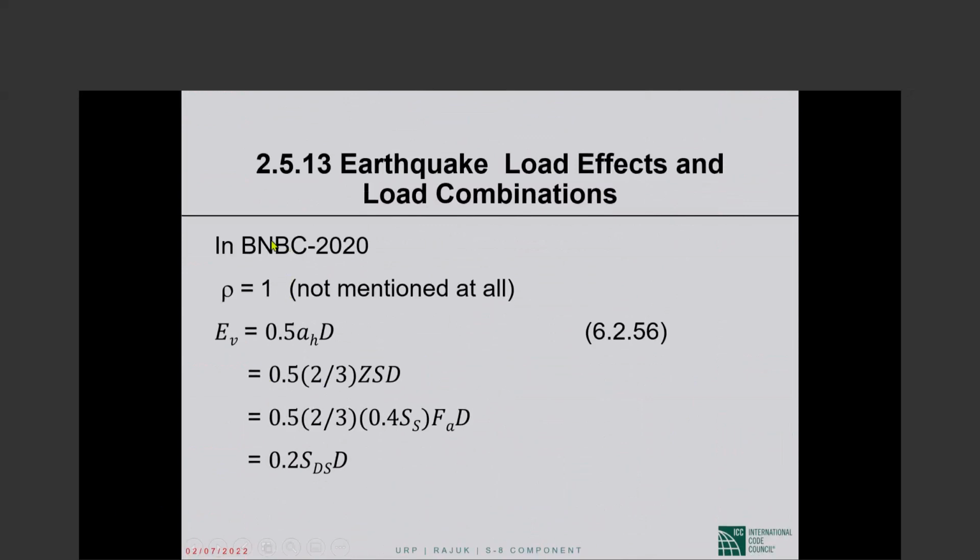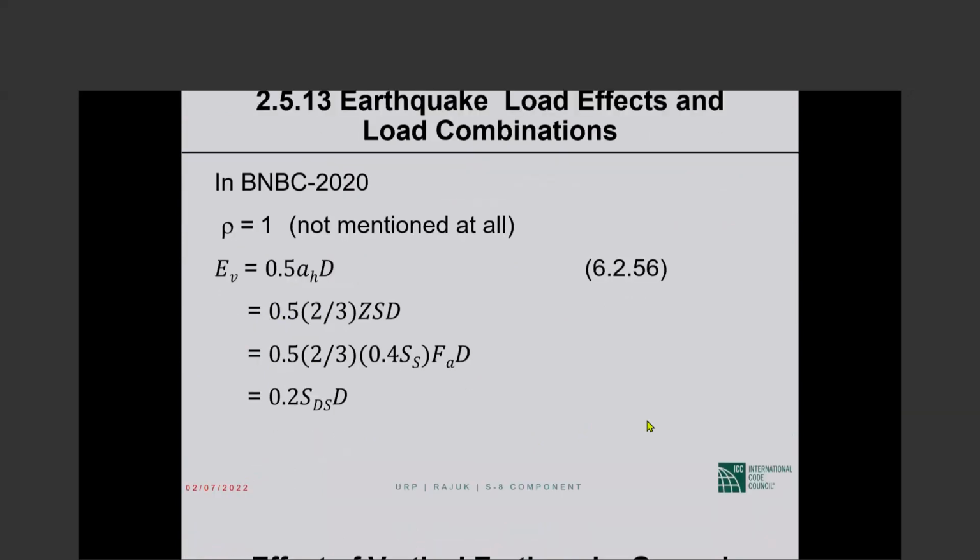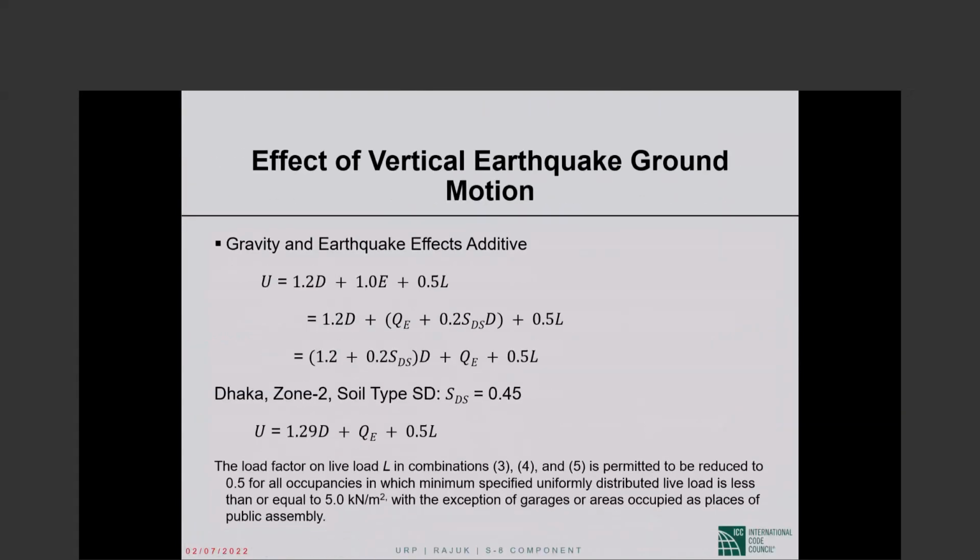So in BNBC, I mentioned that rho is 1. E sub B is written that way, and I have explained why that is exactly equal to that. I wouldn't spend time on the details. It's very clearly spelled out.